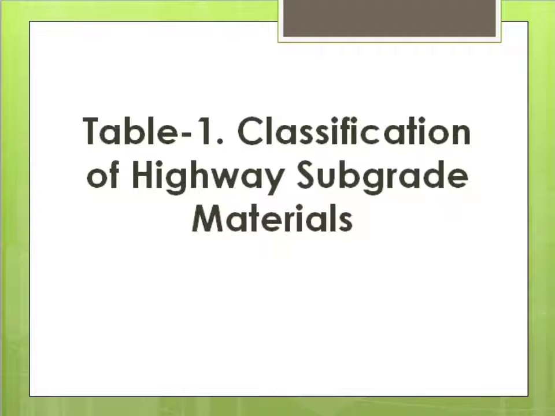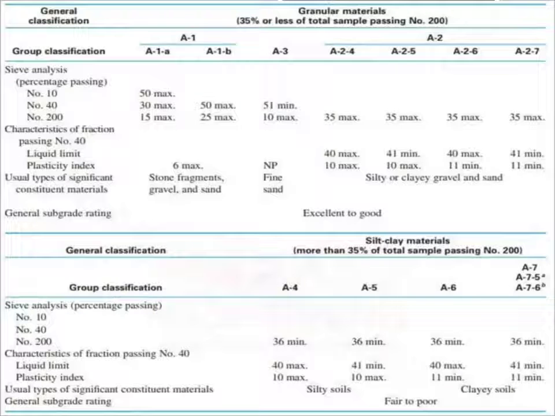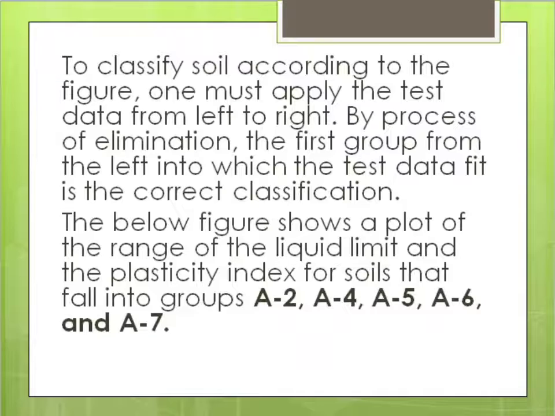Table 1. Classification of highway subgrade materials. To classify soil according to the figure, one must apply the test data from left to right. By process of elimination, the first group from the left into which the test data fit is the correct classification. The figure below shows a plot of the range of the liquid limit and the plasticity index for soils that fall into groups A-1, A-4, A-5, A-6, and A-7.